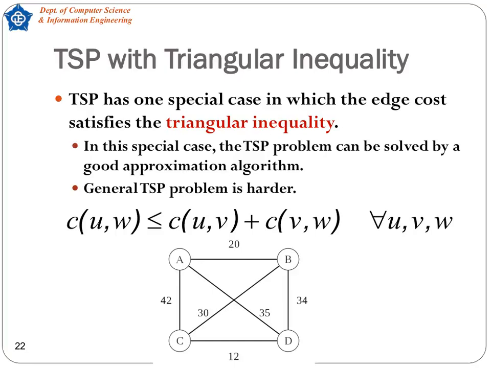To see this in our example graph, look at cities A, B, and C. The direct cost from A to C is 42, while the alternate path via B costs 20 plus 30, or 50. Since 42 is less than 50, the triangle inequality holds here. Every other triple in the graph likewise satisfies the inequality, illustrating why this special case lets us approximate the optimal tour much more effectively.